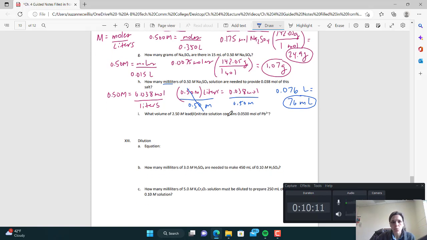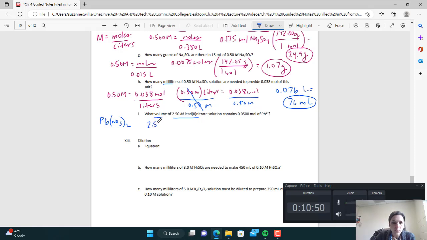And then one more to look at. What volume, so we're looking for liters, of a 2.50 molar lead 2 nitrate contains 0.0500 moles of lead. Okay, do you see how there's only one lead in the compound? So we've already talked about this. If this is the amount of lead ions we want, that's the moles, then that's also equal to the moles of the compound, because you see how it's a 1-to-1 ratio? If I put 1 mole of this, I get 1 mole of the ion. If I put 0.05 moles of this, I get 0.05 moles of that.